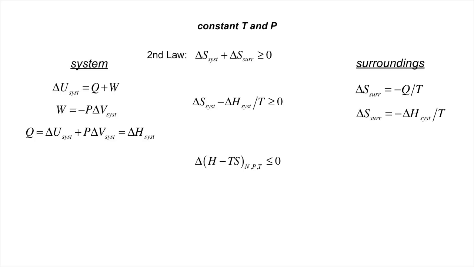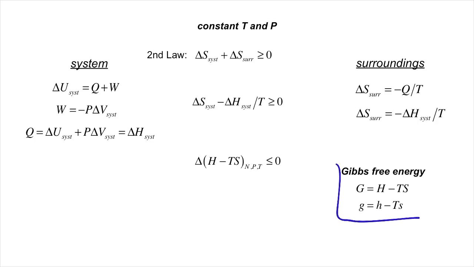The quantity H minus TS, which like H and S is an extensive state property, is usually called the Gibbs free energy, named after the American thermodynamicist Josiah Gibbs. Gibbs was a contemporary of Ludwig Boltzmann and made enormous theoretical contributions to classical thermodynamics, particularly the concepts of free energy and chemical potential, as well as the Gibbs phase rule.